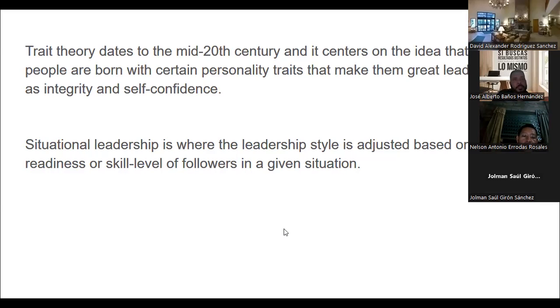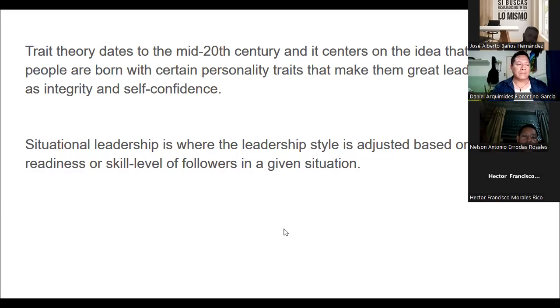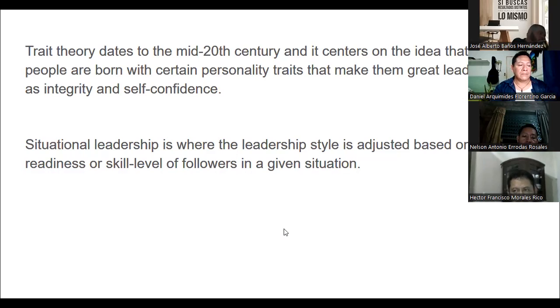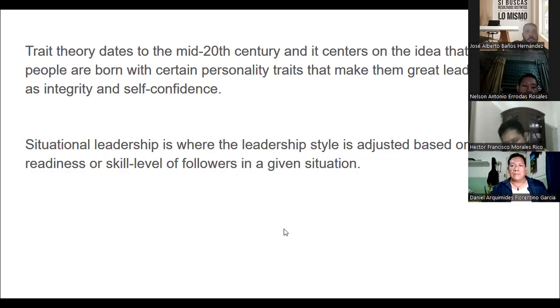And then it says situational leadership, and this is the first one, situational leadership is where the leadership style is adjusted based on the readiness or skill level of followers in a given situation. So the meaning of this one is that you adapt yourself to different situations. Sometimes you are going to be very strict, sometimes very friendly, things like that. So depending on the situation, you adapt. So that is situational leadership.